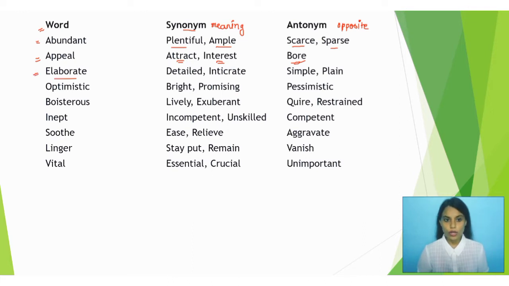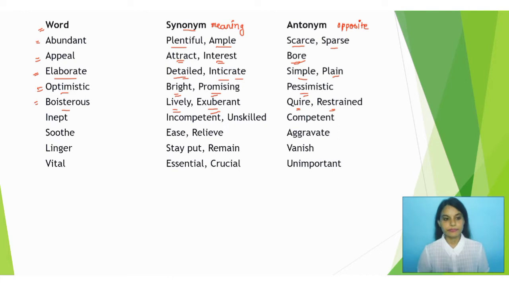Elaborate means long, and yeah, the synonyms are detailed, intricate. And what about the antonym? Very simple, plain, okay. Next word is optimistic. Optimistic synonyms are bright, promising, like quite good, okay. And what about antonym? Antonym is pessimistic. Next word is boisterous. Boisterous synonyms are lively, exuberant, and antonym is like quiet or restrained.